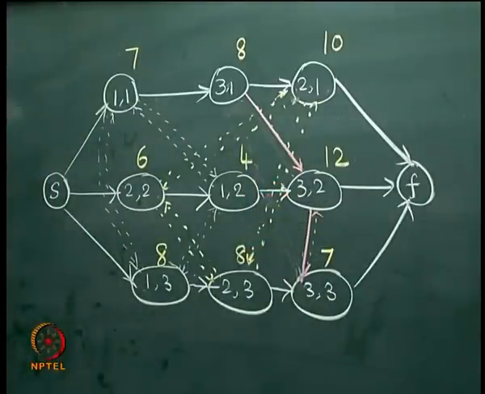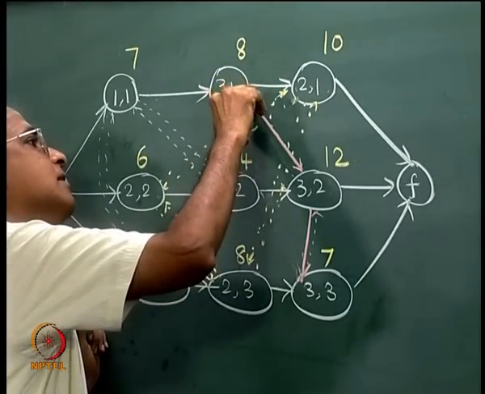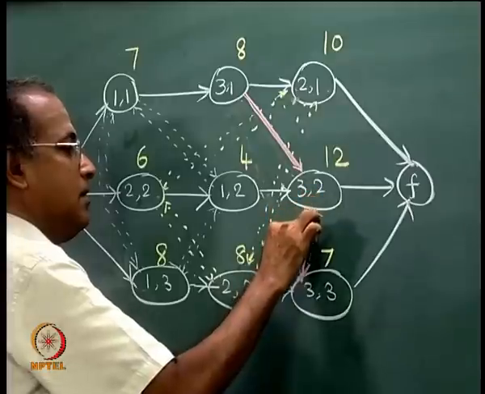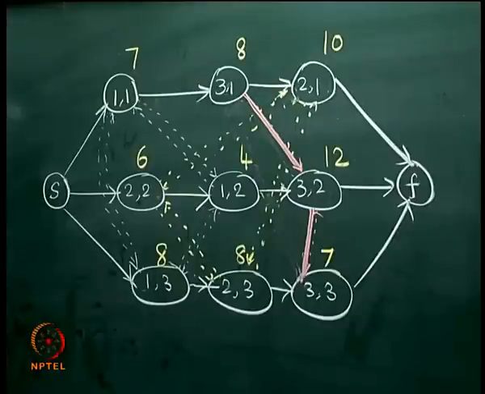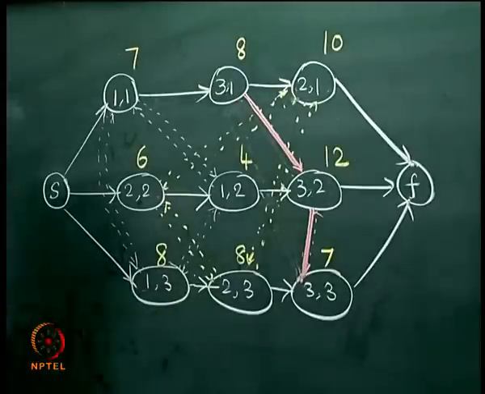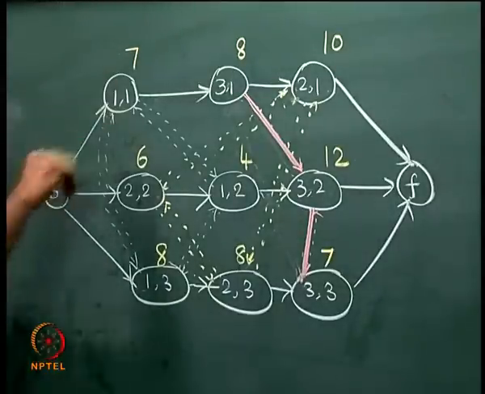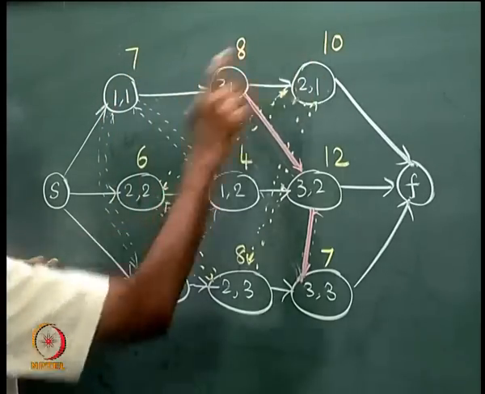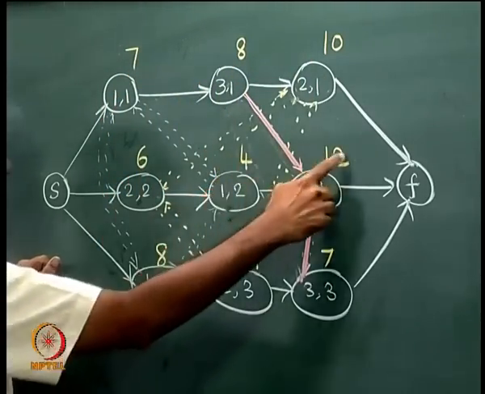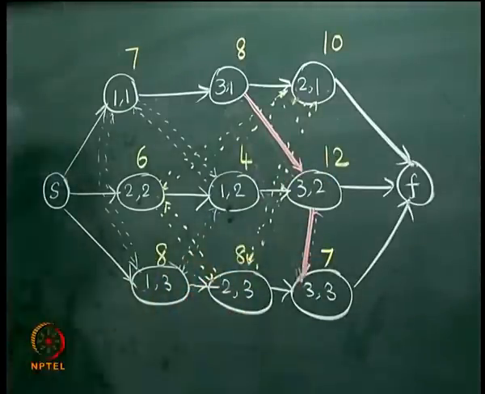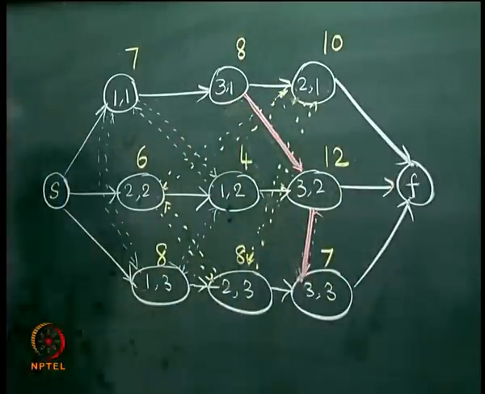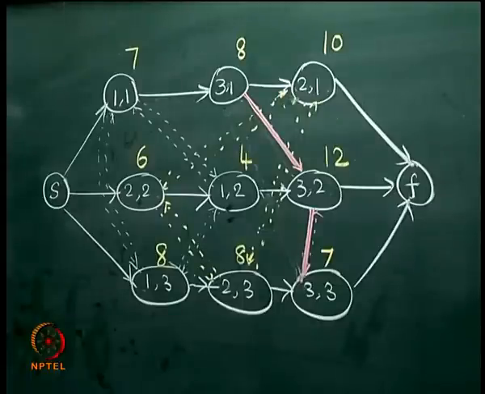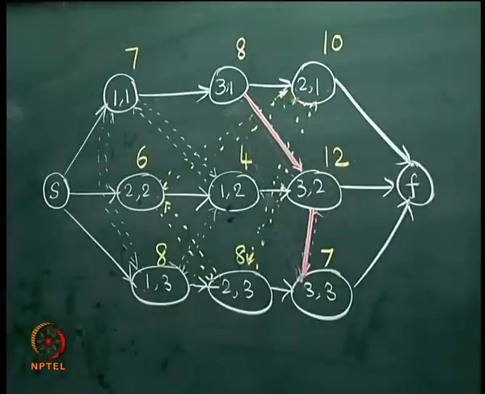Now let us mark it again with a thicker line. The longest path on the network once again gives a lower bound to the makespan. Earlier the longest path on this network was the sum of the job processing times: 7 plus 8, 15, plus 10, 25; 6 plus 4, 10, plus 12, 22; 8 plus 8, 16, plus 7, 23. But now, with the inclusion of these 2 arcs, the longest path on this network becomes 34.